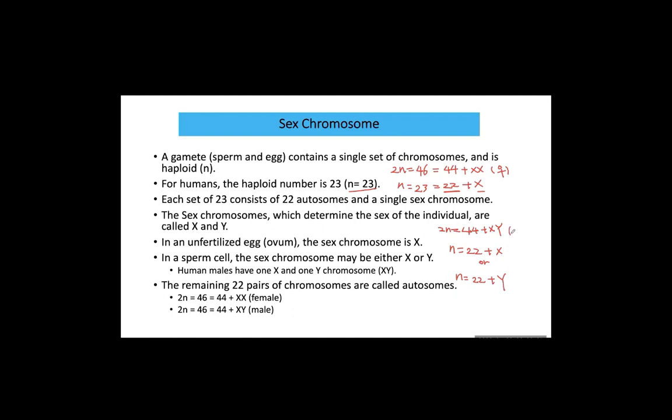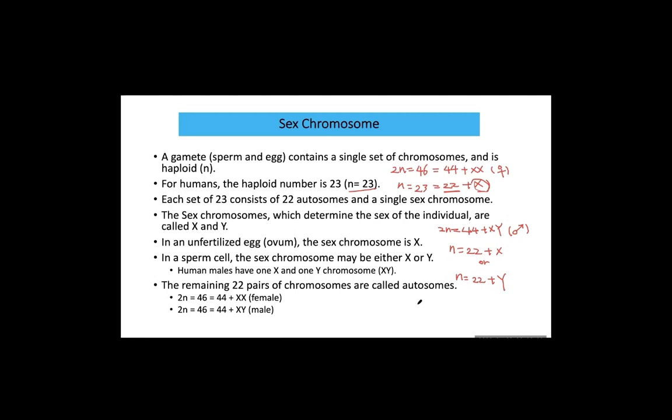In the case of a male, right? Therefore, the sex chromosomes which determine the sex of an individual are called X and Y. In the case of a female, X. In the case of a male, X or Y. In an unfertilized egg, the sex chromosome is only X. In a sperm cell, the sex chromosome may be either X or Y.